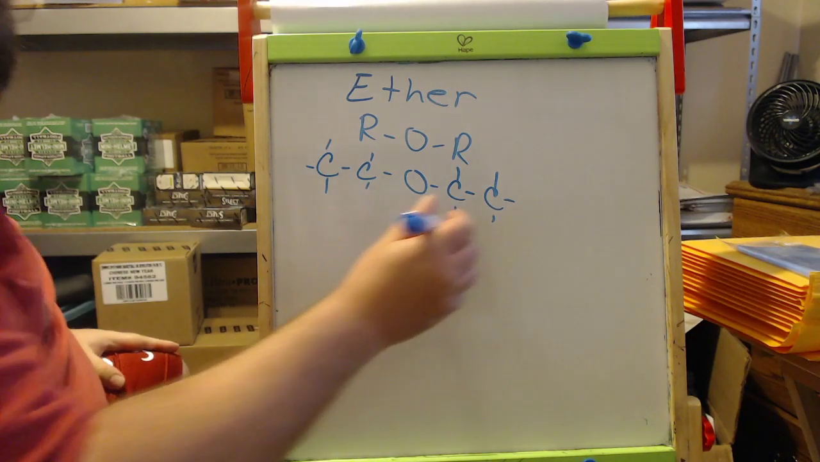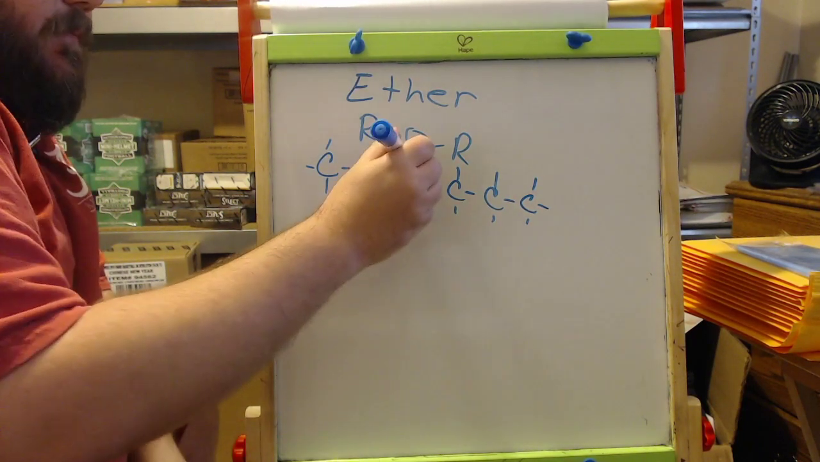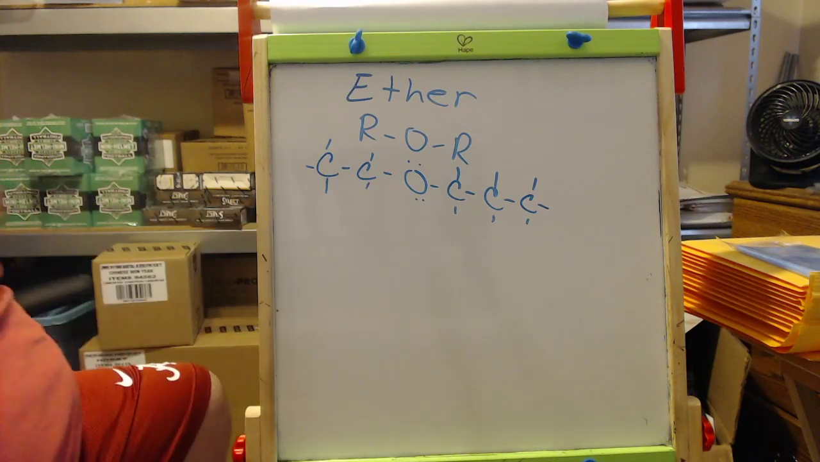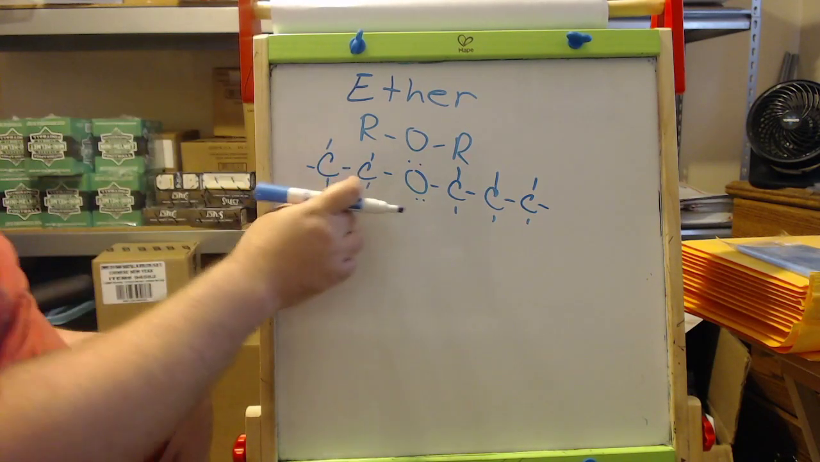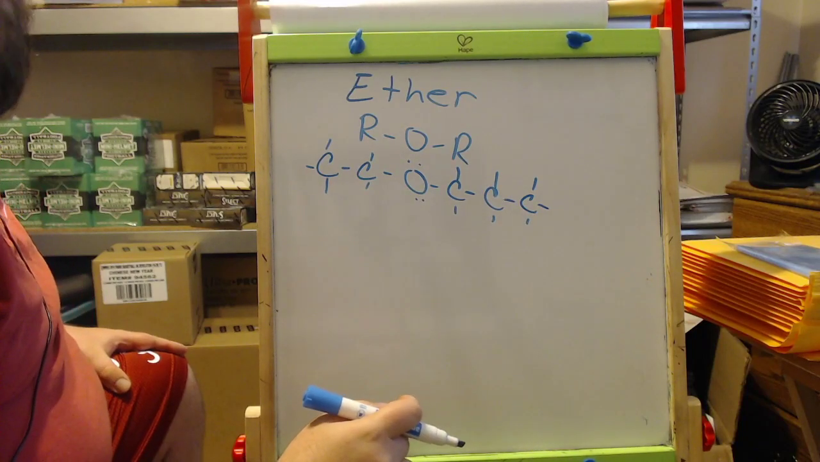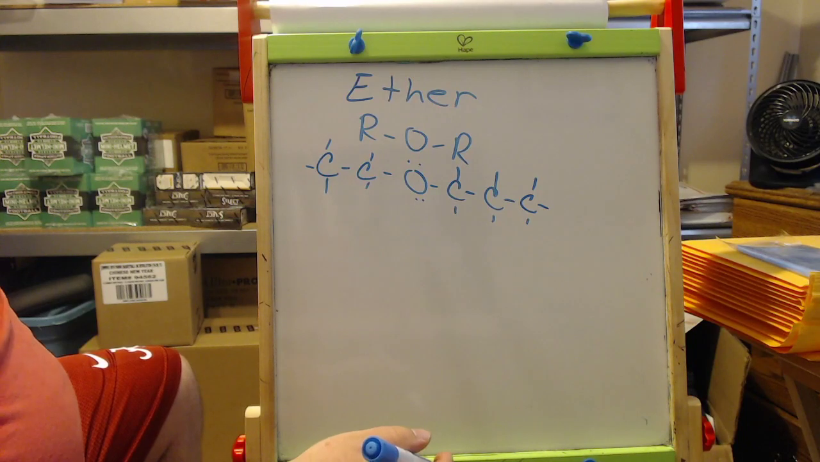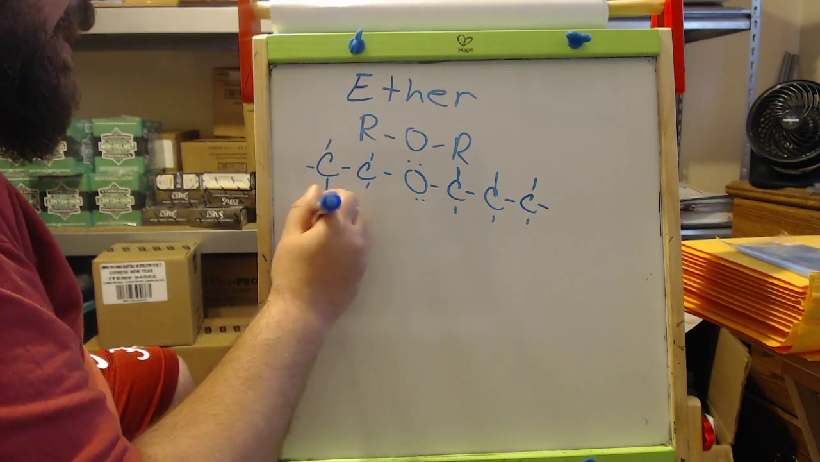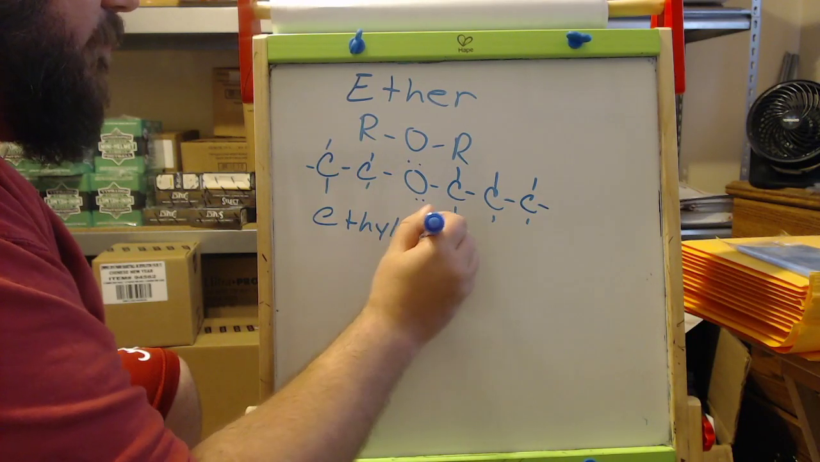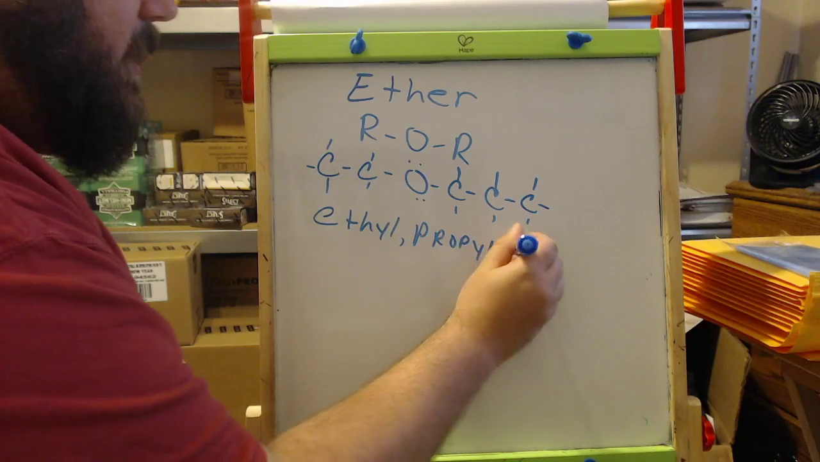Now we'll put one more on there. Why not? Just for fun. Now there's 2 ways to name this. It's actually 3. My favorite way to name it is to name these 2 as side chains in alphabetical order and put the word ether at the end. So I have ethyl propyl ether.